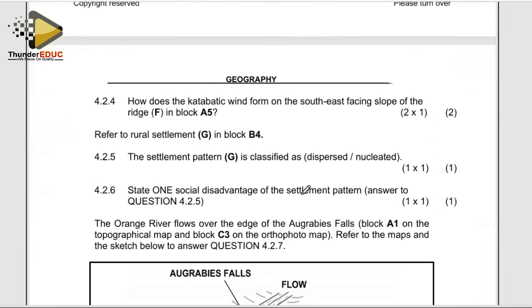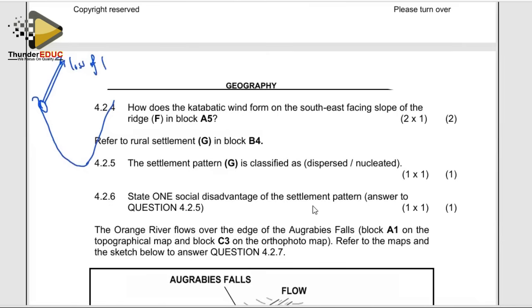How does katabatic wind form on the southeast facing slope of the ridge F? Katabatic winds, I will explain how katabatic winds form. Let's assume this is our valley slope. During the night, this valley side here is affected by long wave radiation. There's loss of heat. But the valley floor is not affected.